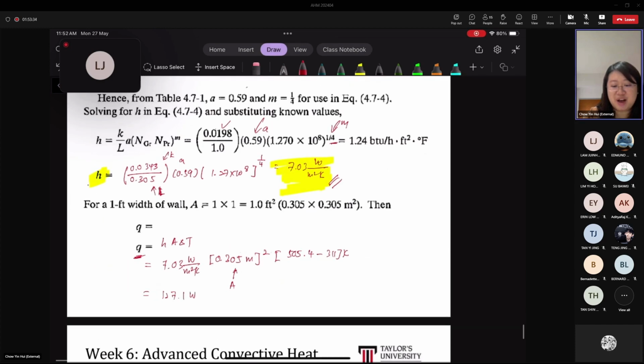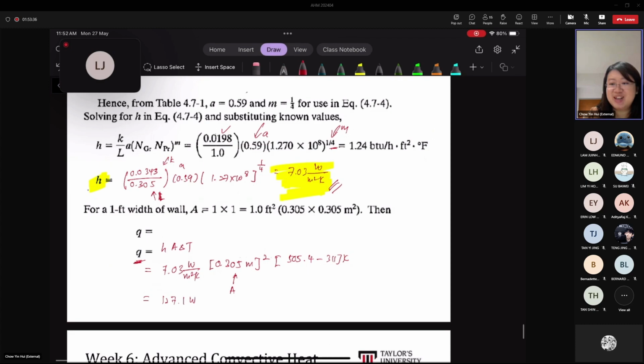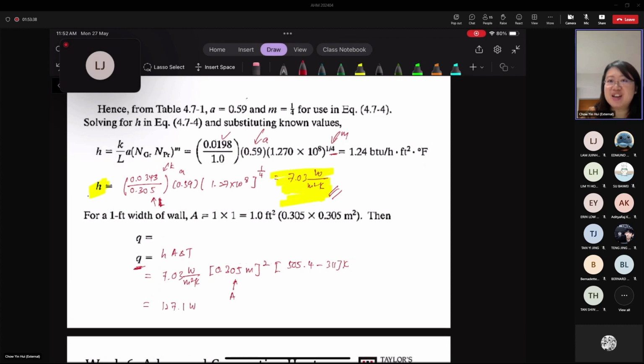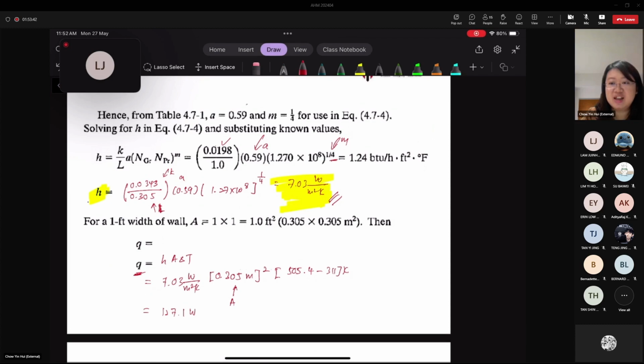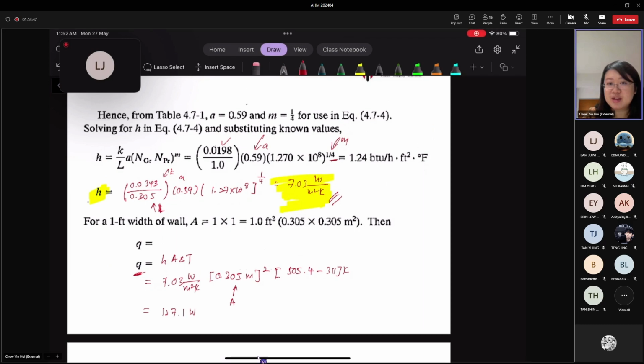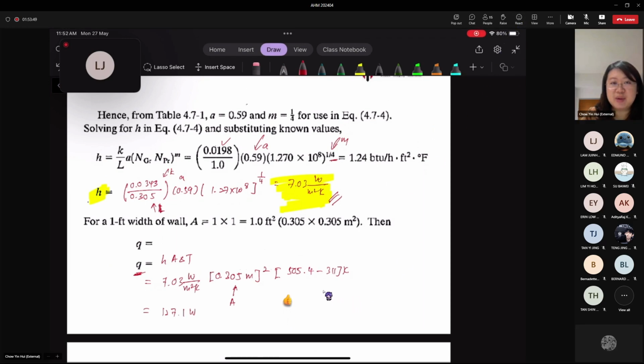Any questions so far for this example? Is it okay? Anyone? Can someone help to confirm?